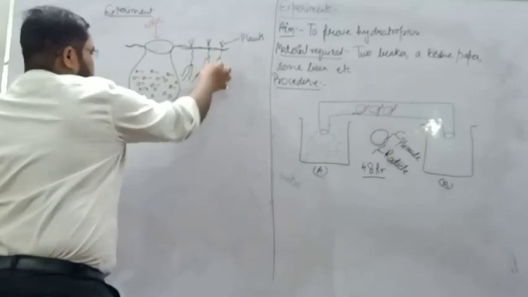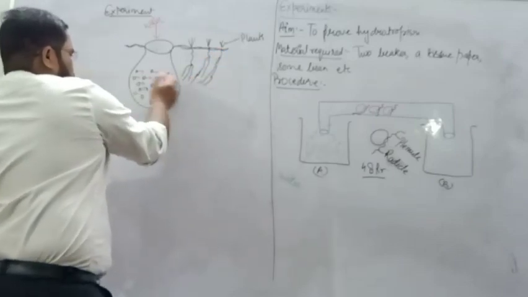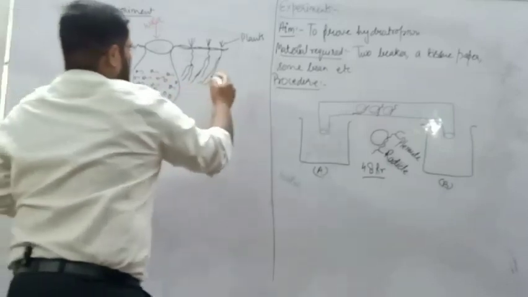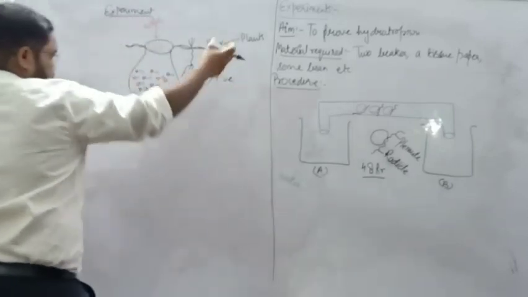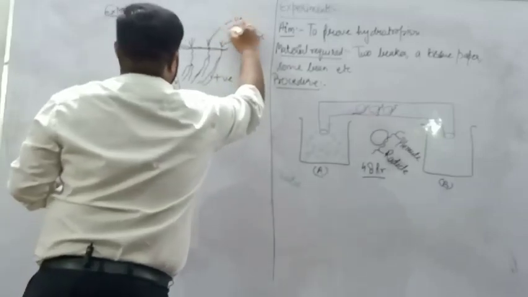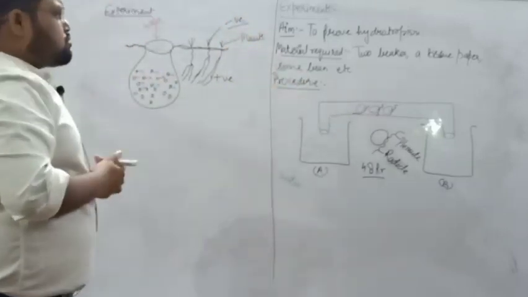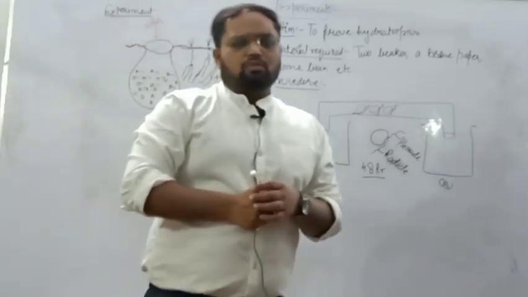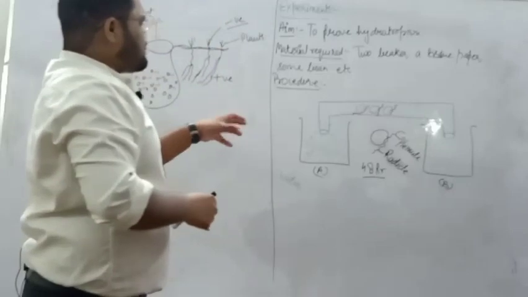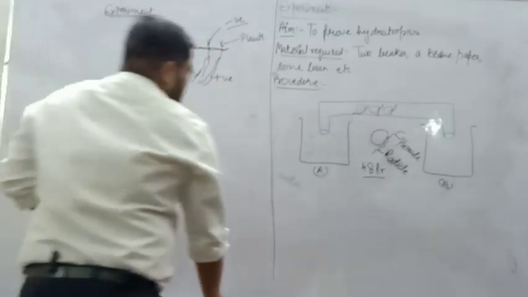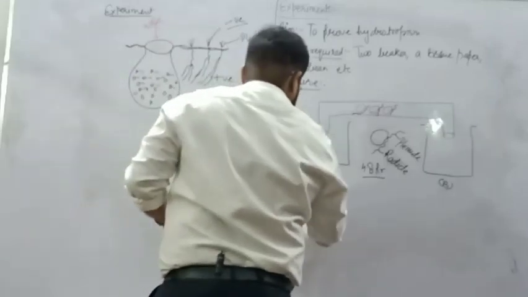So here you will see that the root will move toward where the water is. So the root will give a positive response, positive hydrotropism, but the shoot will give negative hydrotropism. So there are two experiments of hydrotropism. Okay. So this one is clear, this one is also clear. Now next one.